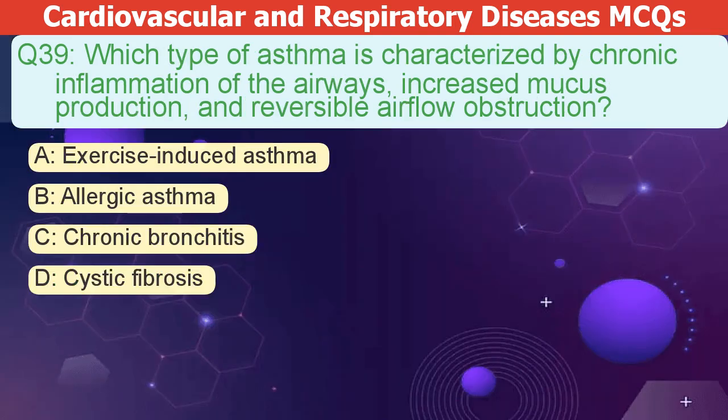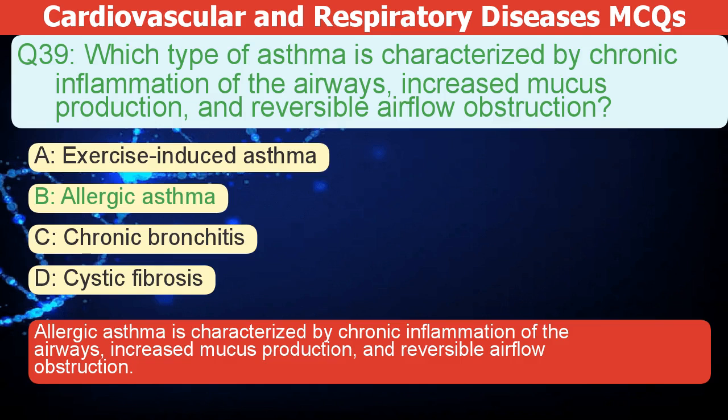Which type of asthma is characterized by chronic airway inflammation, increased mucus production, and reversible airflow obstruction? A. Exercise-induced asthma. B. Allergic asthma. C. Chronic bronchitis. D. Cystic fibrosis. The correct answer is B. Allergic asthma is characterized by chronic inflammation of the airways, increased mucus production, and reversible airflow obstruction.